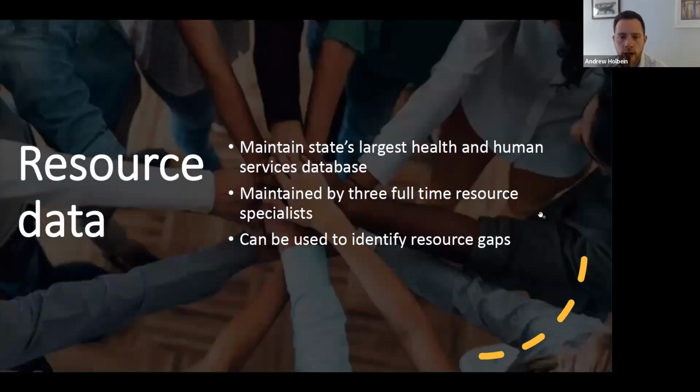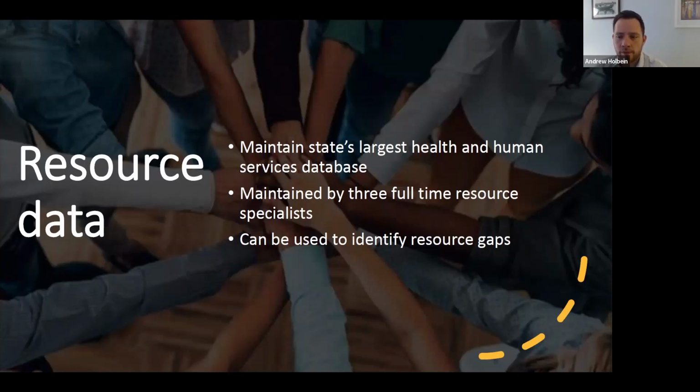The other big source of data that informs social determinants of health is our resource database. We're making referrals to tens of thousands of people, which creates the need for us to maintain a really comprehensive database of health and human services resources. During disasters, we create new databases. Like during Ida, we were tracking at one point more than 500 different resources that had popped up around transportation and feeding people and that sort of thing. The database is the largest in the state. It's maintained by 3 full-time resource specialists, as well as an AmeriCorps Vista position.